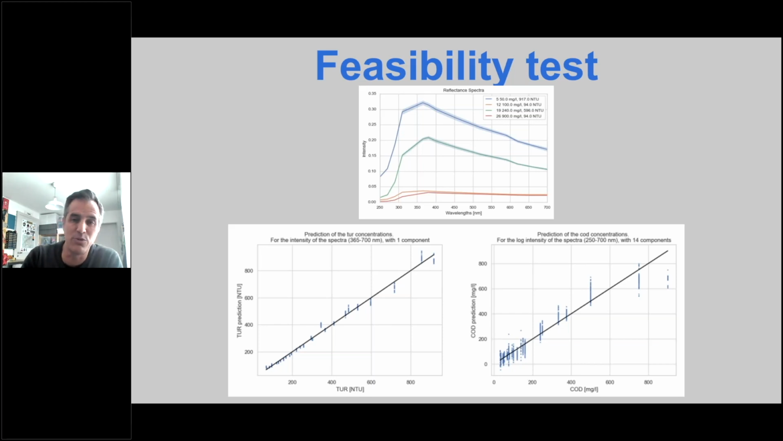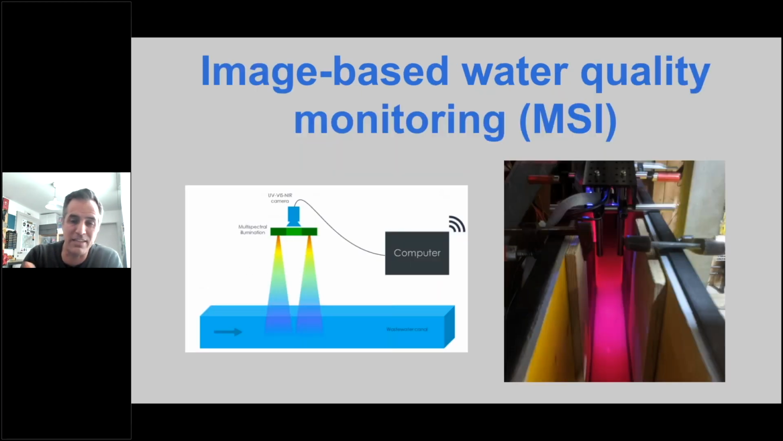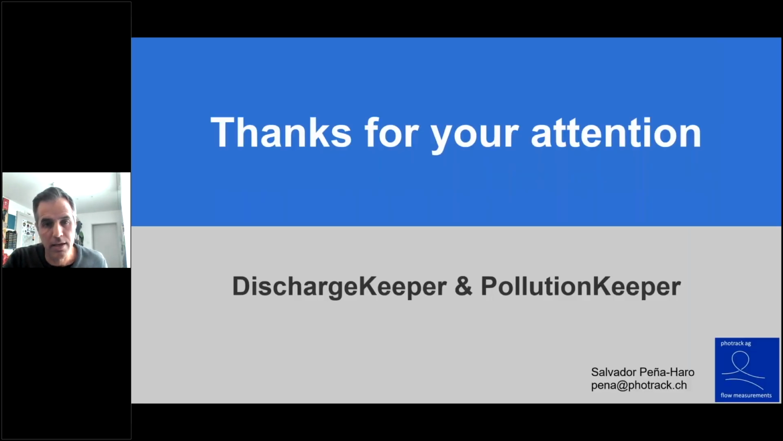And now we are trying to go back to the site, as shown on the right, to try to get other parameters and see if this technology can be used to obtain other parameters, for example, ammonia. And with that, I thank you for your attention.